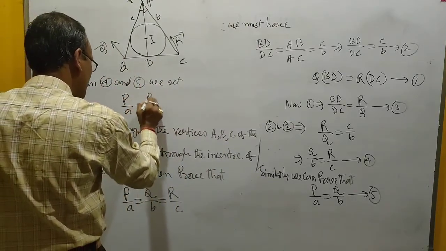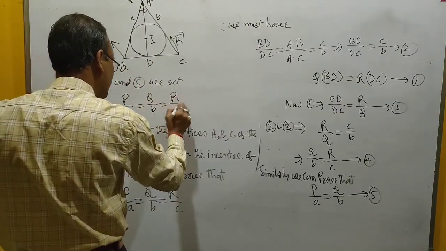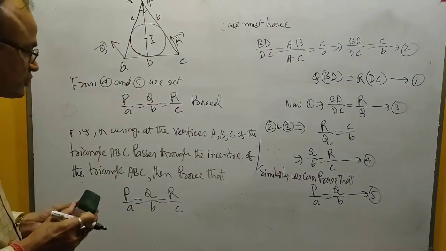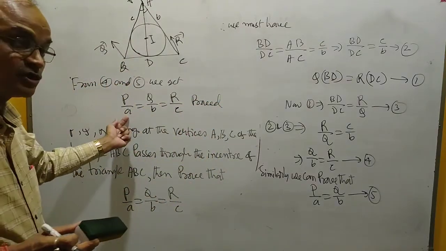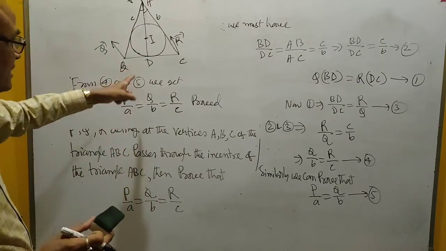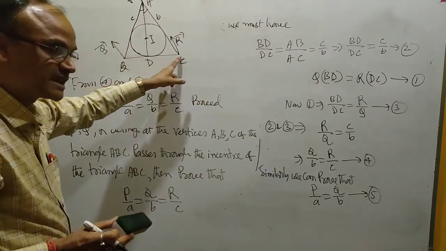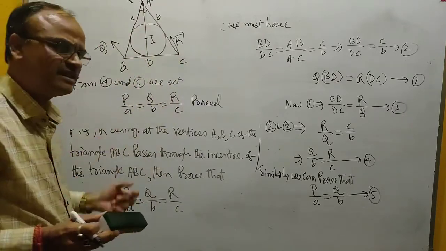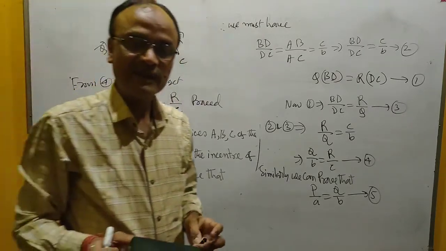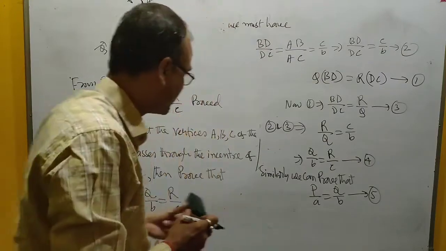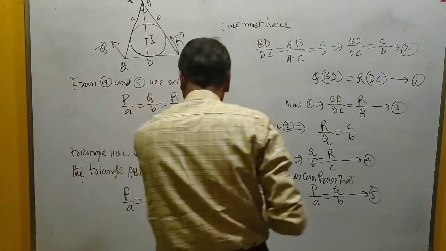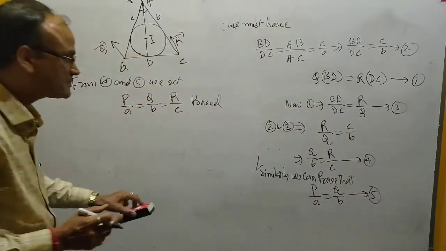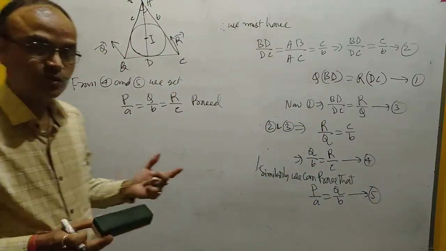P by A equal to Q by B equal to R by C. Proved. We have proved that question number 2 also. What is small a? Small a is the side BC of the triangle ABC. Small b is AC of the triangle ABC. At the class 11 level, you have already learned this. Therefore, we have proved these 2 problems.